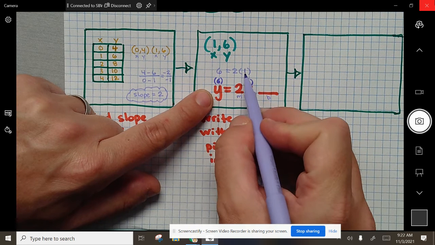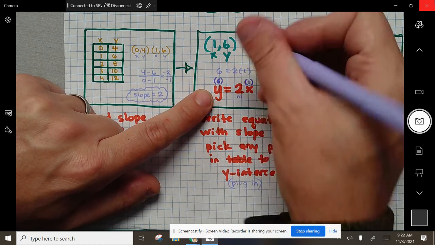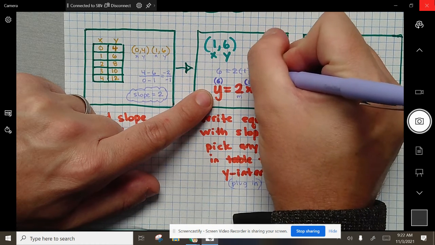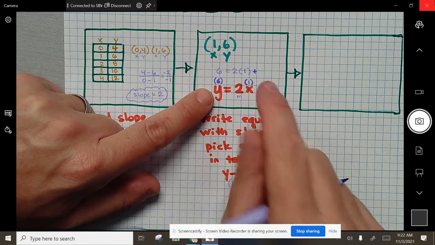Does 6 equal 2? No. What would make it true? Don't I have to add something? What would make it add to 6? What would make this true? It has to look like this equation. What would make this true?